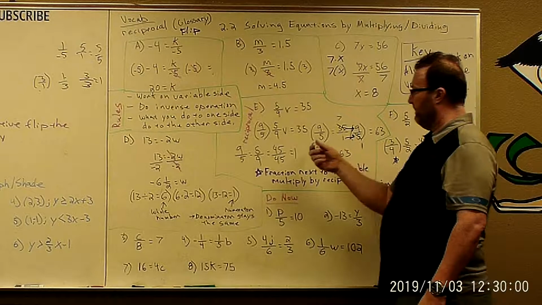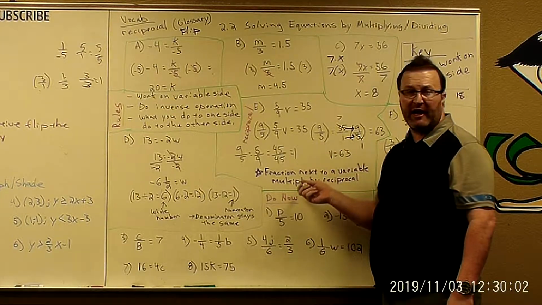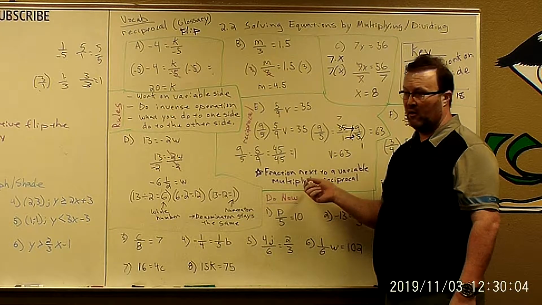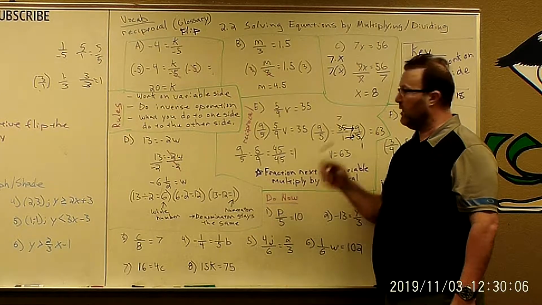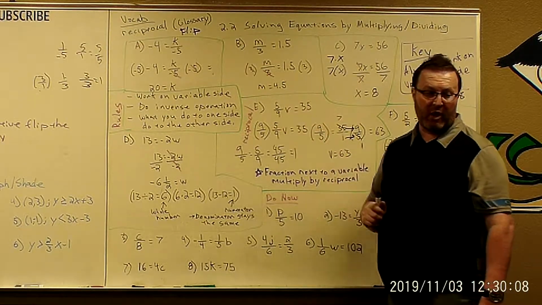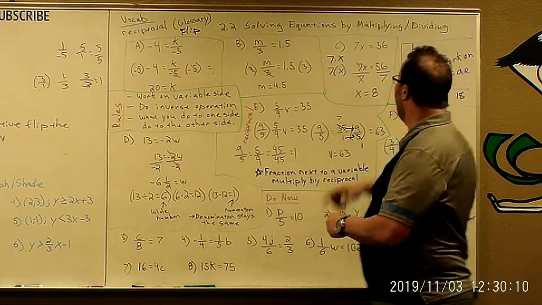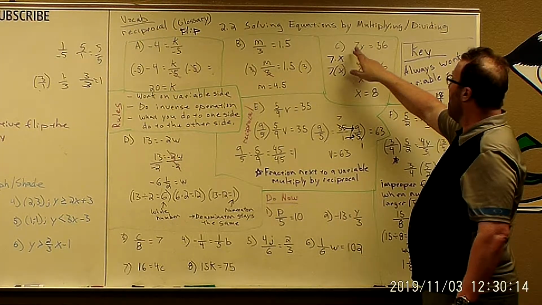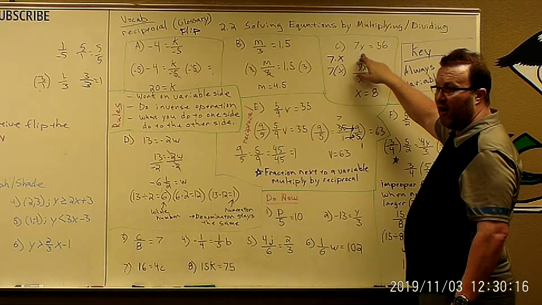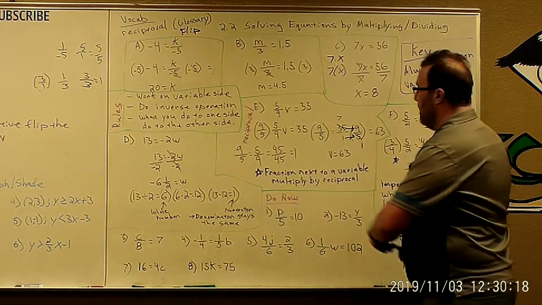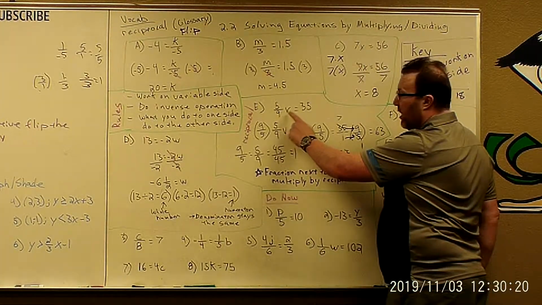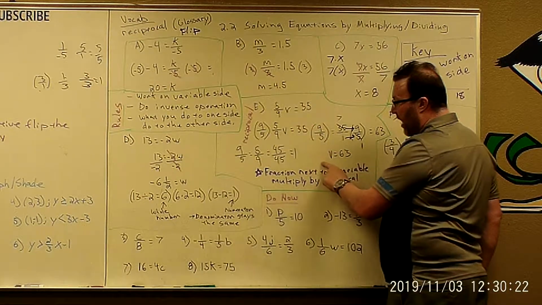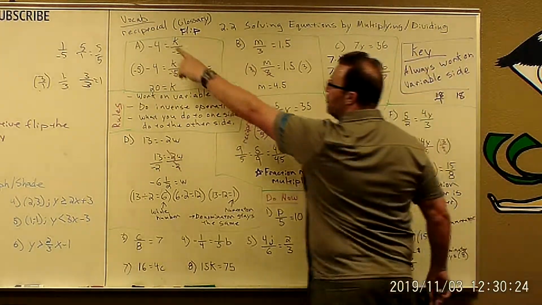Okay. This one's super important, and it's why we have this rule here. Okay? We have a fraction next to a variable, right? Remember what we had up here. We had a number next to a variable. This means multiply, right? When we have a fraction next to a variable, we follow this rule. This is why I had you write this down.